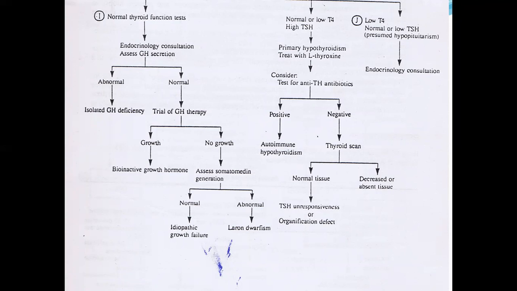If there is no growth, we assess the somatomedin generation. If it is normal, then idiopathic growth failure. If it is abnormal, then Laron dwarfism. Okay. From this algorithm, we can see how to proceed in a case of short stature. Thank you very much.